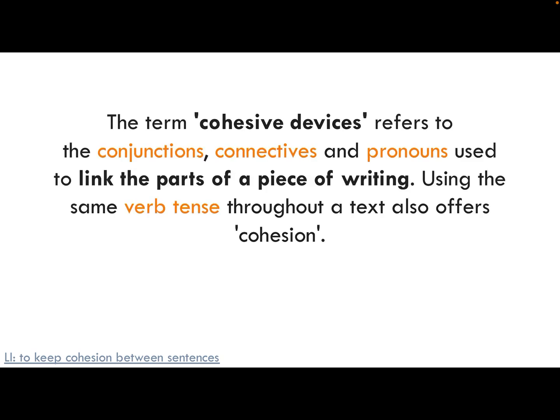What does that mean? Well, cohesion or cohesive devices refers to conjunctions, connectives and pronouns that are used to link parts of a piece of writing, using the same verb tense throughout. The tense also offers cohesion. So cohesion is when everything works well together. You can have a cohesive team.